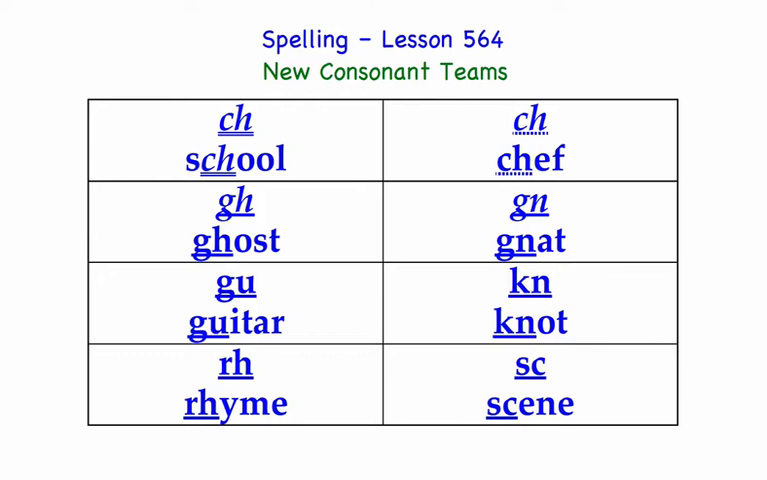RH represents the sound R, as in the word rhyme. SC represents the sound S. SC is only a team when it's followed by E, I, or Y. Otherwise, the S represents its own sound, as does the C, as in the word scatter. There, SC is not a team, but when SC is followed by E, I, or Y, such as in the word scene, as in a scene from the movie, then SC is a team.